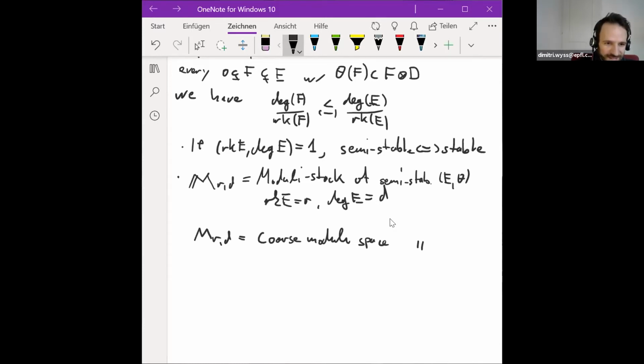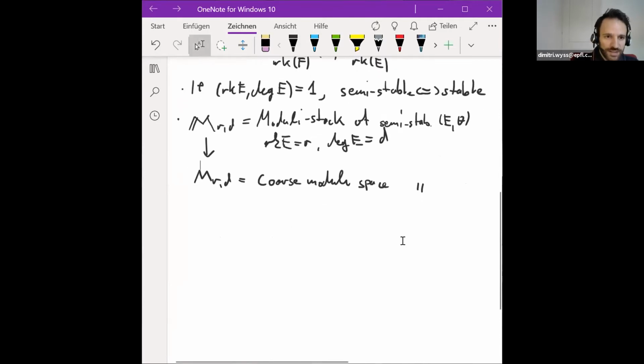Okay, great, thanks. And there's a map this way, which is why M is the coarse moduli space. So certain things will be identified. If you know this notion of S equivalence, or saying two semi-stable bundles are equivalent if they have the same associated graded, basically.